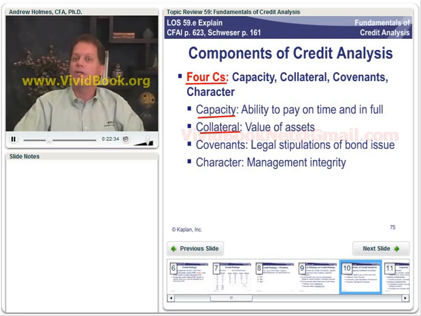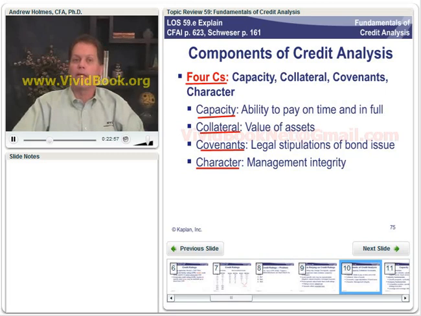Covenants, these are going to be the legal stipulations or restrictions that the bond issuer takes on themselves in the indenture, which is the document that describes the relationship between the issuer and the bondholder, where they stipulate things they must do, things they cannot do, and it's there to protect the bondholder for the most part. And then, of course, character, that's the character of the management team.